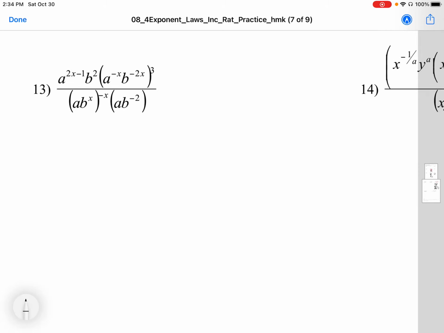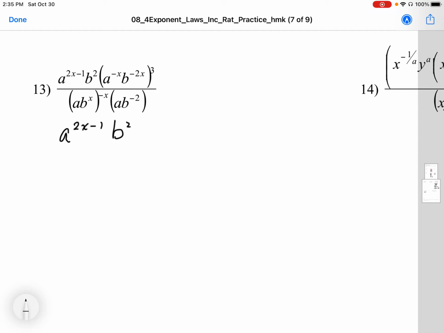In question number 13, we have to be a bit careful because of the variables in the exponents. However, we're just going to apply the exponent rules here. So I'm going to start with the outside brackets. So I'm going to end up with 2x minus 1. Nothing happens there. B squared we keep.